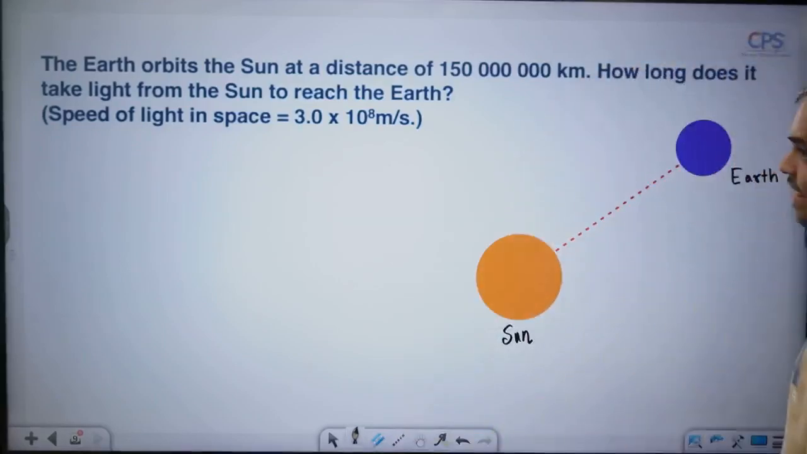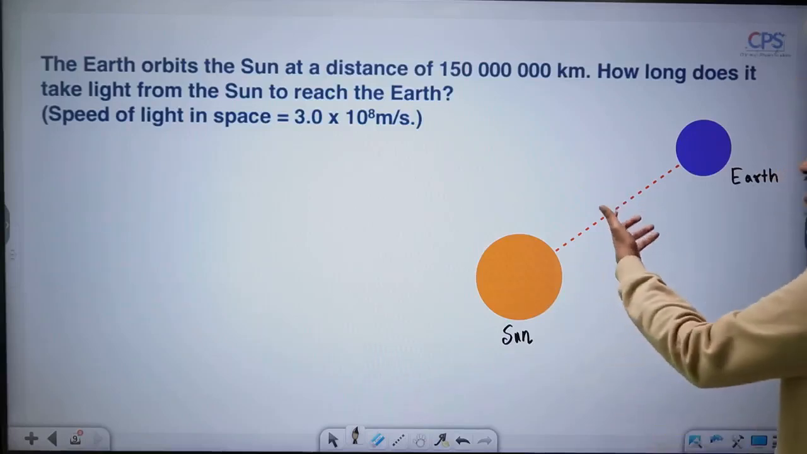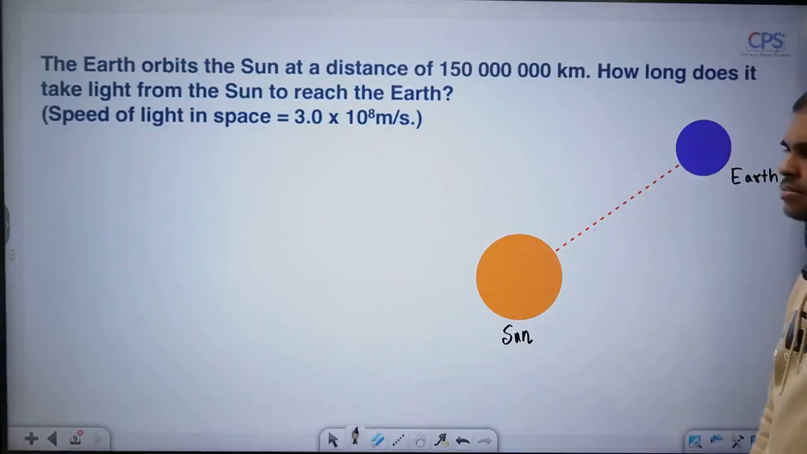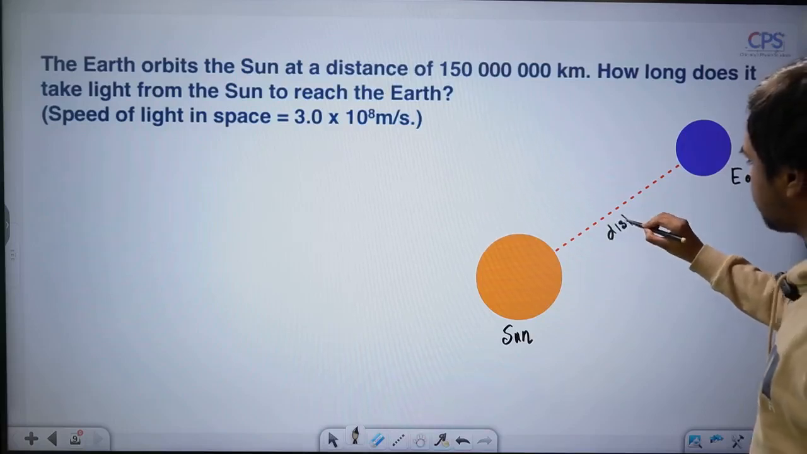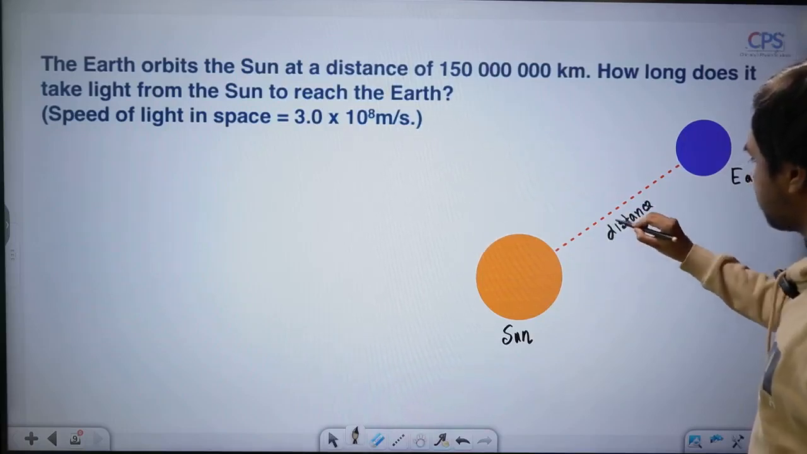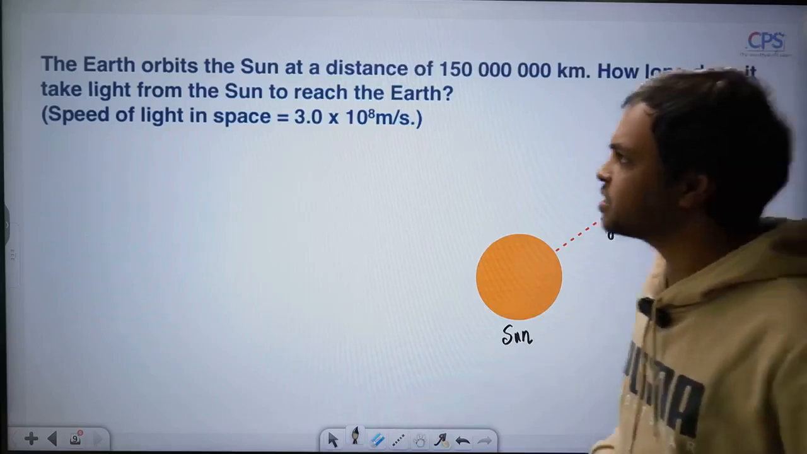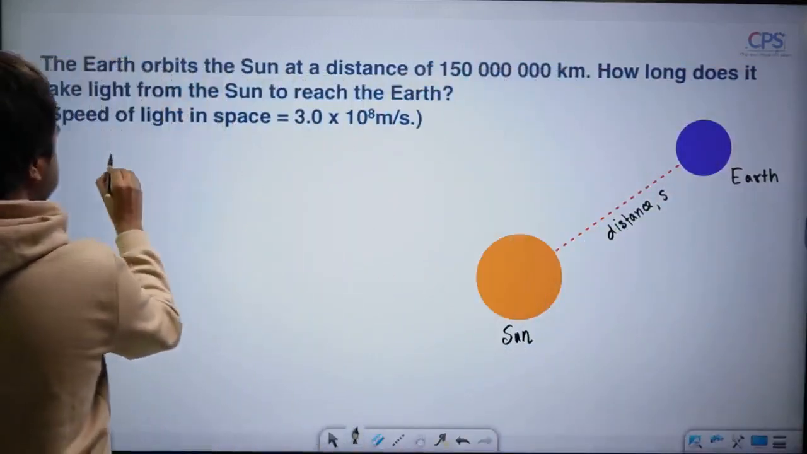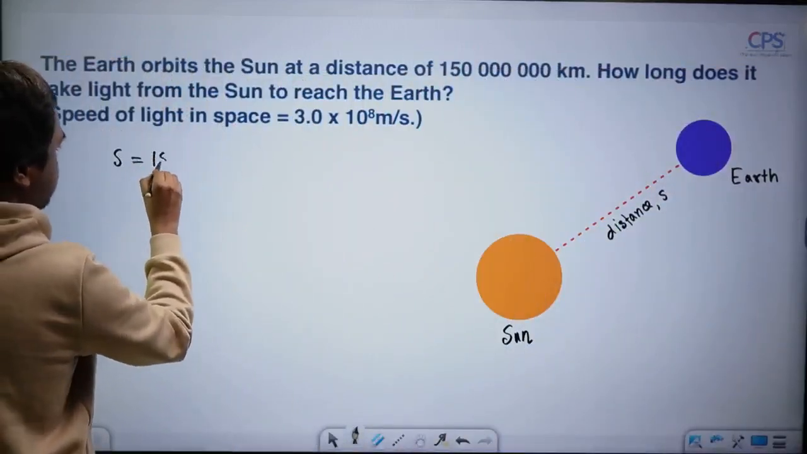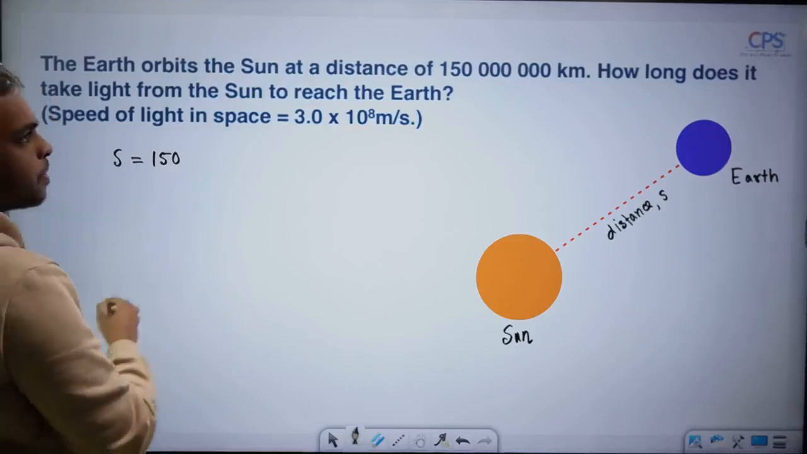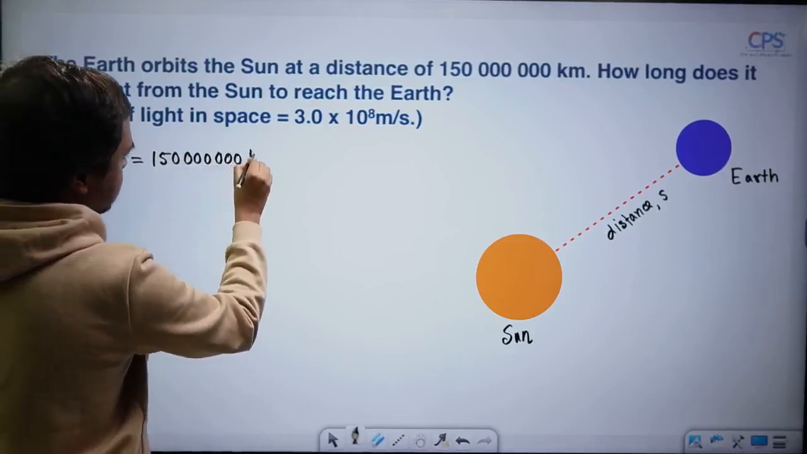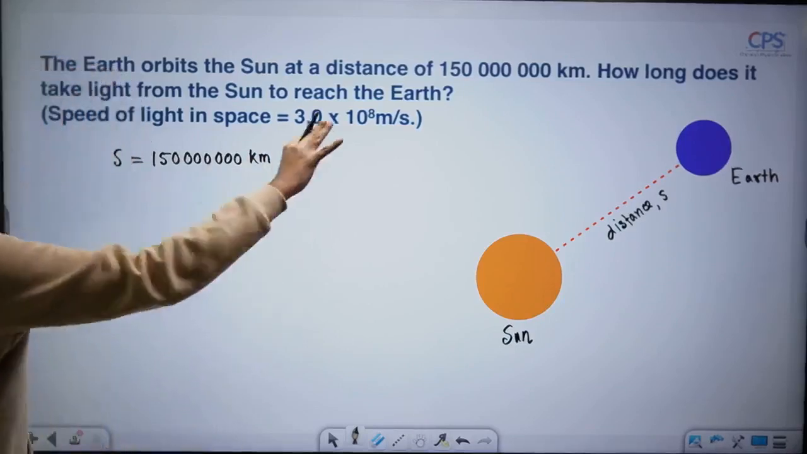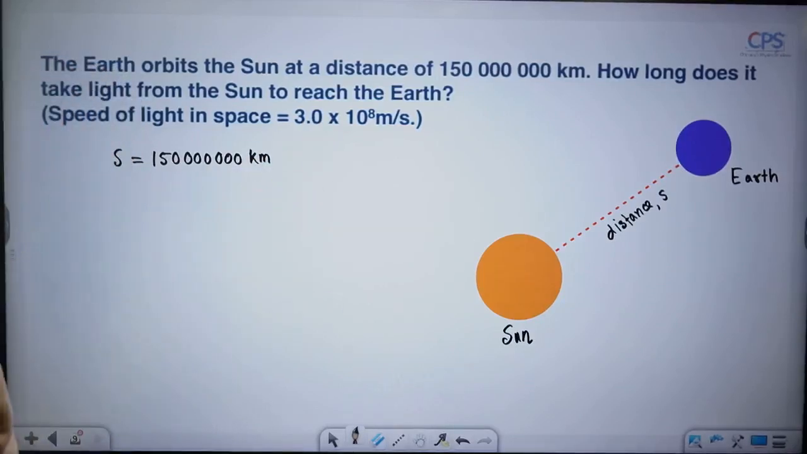And this is the distance covered. You might also call it displacement because it's a straight line, whatever it is. Let's call it a distance, okay? This distance, or S, how much is it? This distance is 150,000,000 kilometers, whatever it is. Be careful about the zeros here, okay?